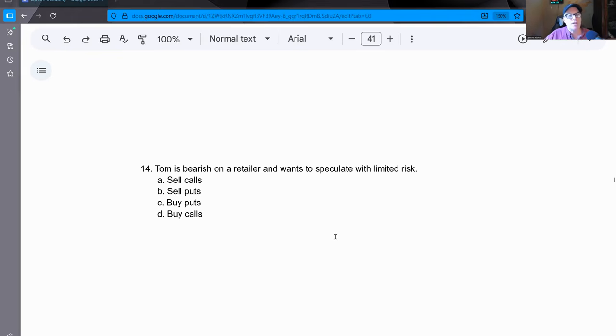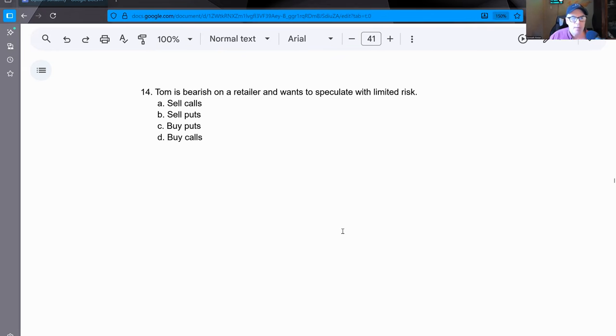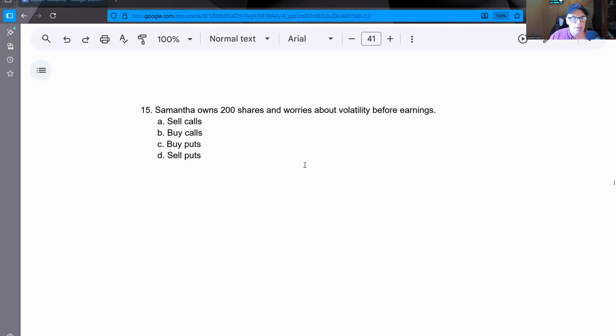Tom is bearish on a retail and wants to speculate with limited risk. Since you're buying, you have limited risk. Your speculation is buying a put. This stuff is not that hard. Okay, let's do this one.